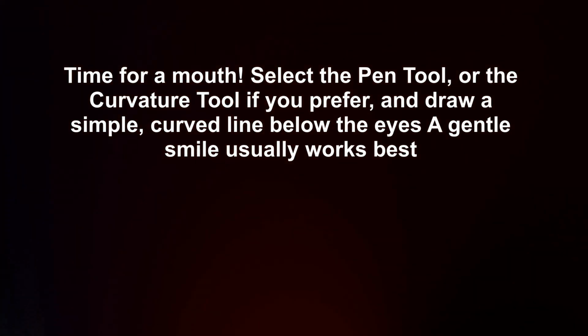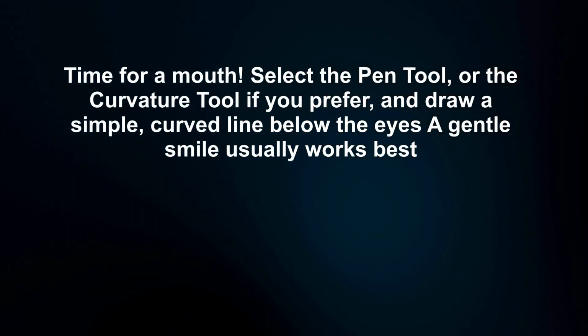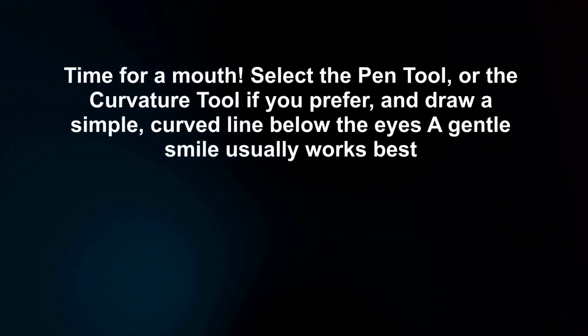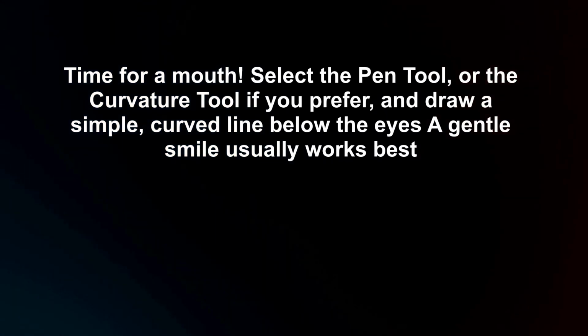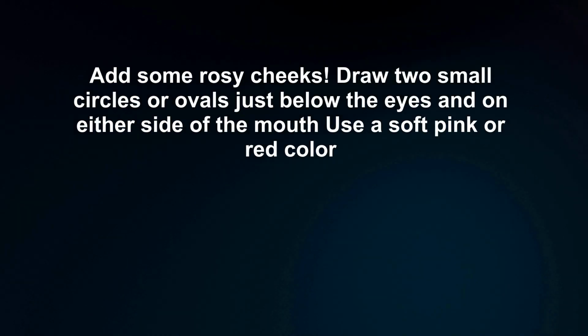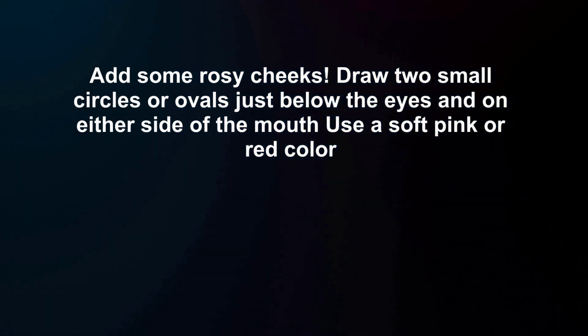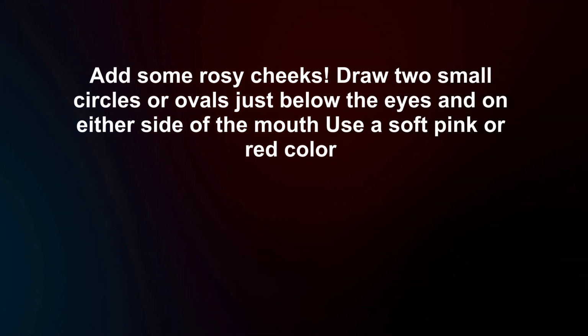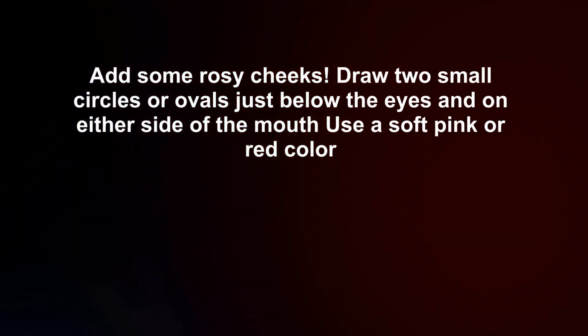Time for a mouth. Select the pen tool, or the curvature tool if you prefer, and draw a simple, curved line below the eyes. A gentle smile usually works best. Add some rosy cheeks. Draw two small circles or ovals just below the eyes and on either side of the mouth. Use a soft pink or red color.